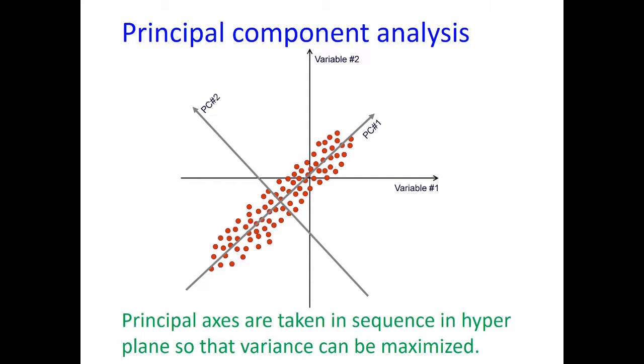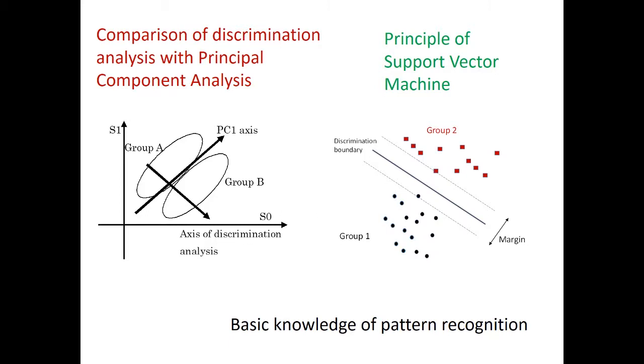Another technique is discrimination analysis, which is used to classify data. Here is an example. S0 is one sensor response and S1 is another sensor response, so this is two-dimensional data. This is the data of sample group A, and this is the data of sample group B. The data is distributed inside this region, and the group D data is distributed here. When we take the principal component axis this way, the scores of group A and group B overlap.